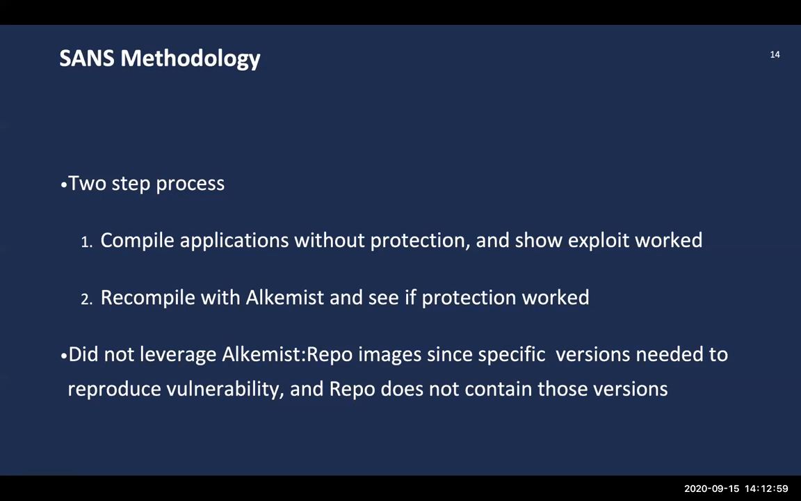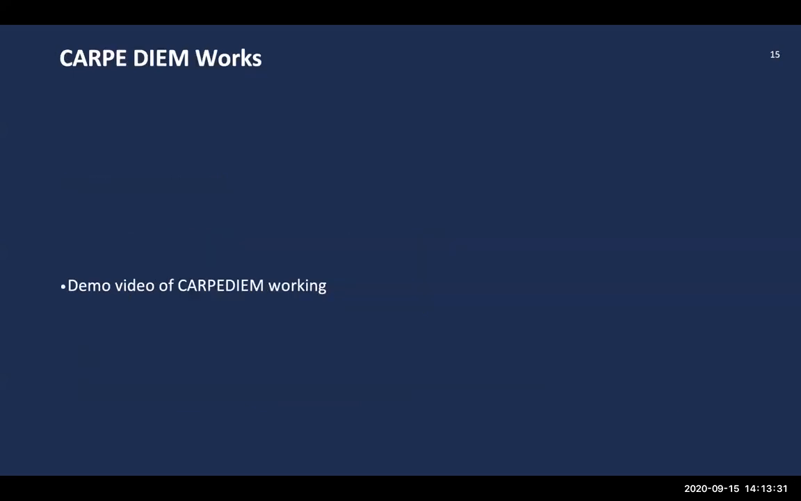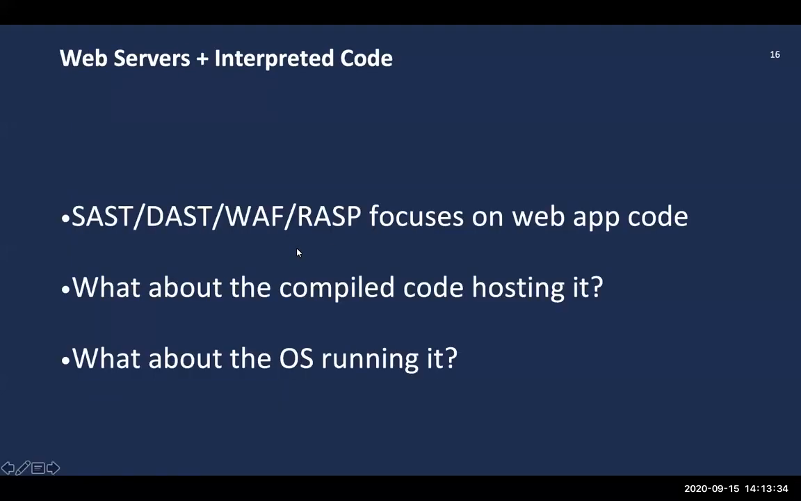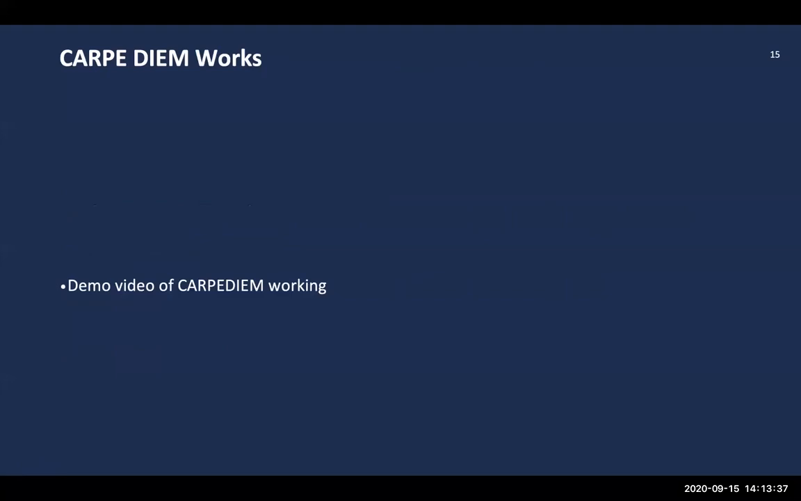So in this particular case, SANS did not use existing Alchemist repo images because we needed a very specific version of software, and we did not have that version of software in our repo. It's a pretty old version of Apache that this vulnerability existed in. So we could have done that for them, but they wanted to do this outside of repo for that. So what they did is they went in and found the software and then compiled the open source software themselves with Alchemist source. So, and I seem to have missed a slide here. Let me come back to that.